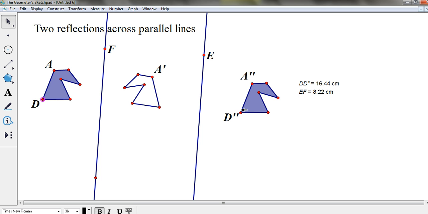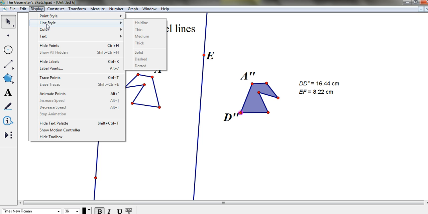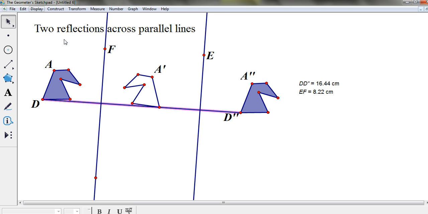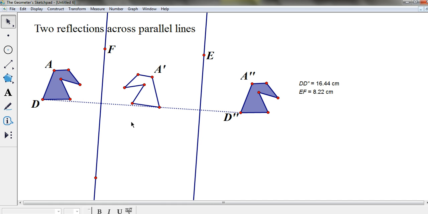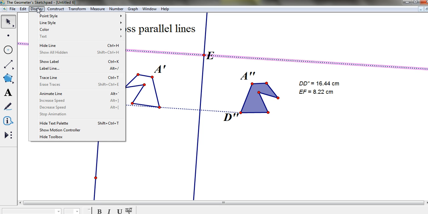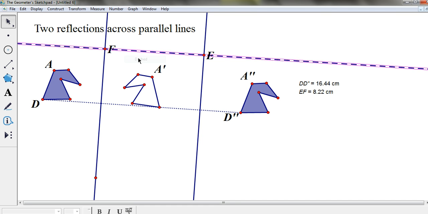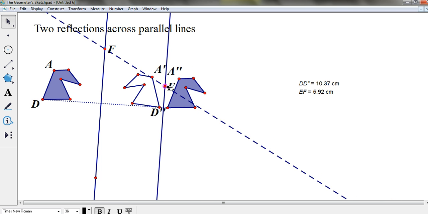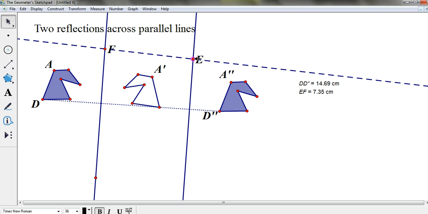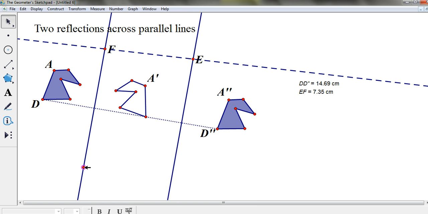In other words, from here to here, which I'm going to show as a dotted line, from any point to its image has a distance of twice the distance between the lines, which would be from here to here, like F to E. The great thing about Geometer Sketchpad is we can move this around and you can see that the distances are always in that relationship. The distance of the translation is twice as far as the distance between the two parallel lines.